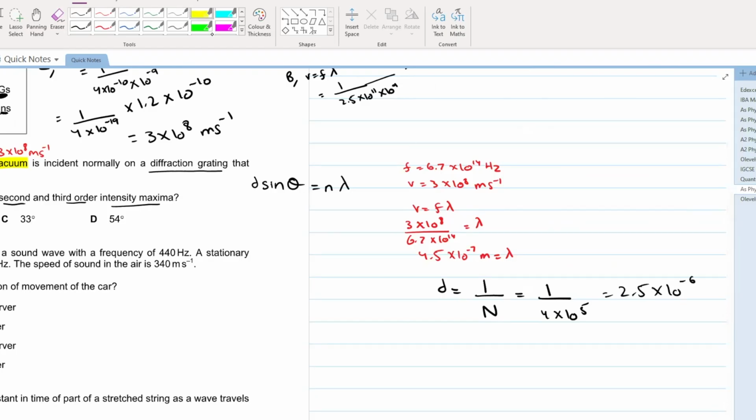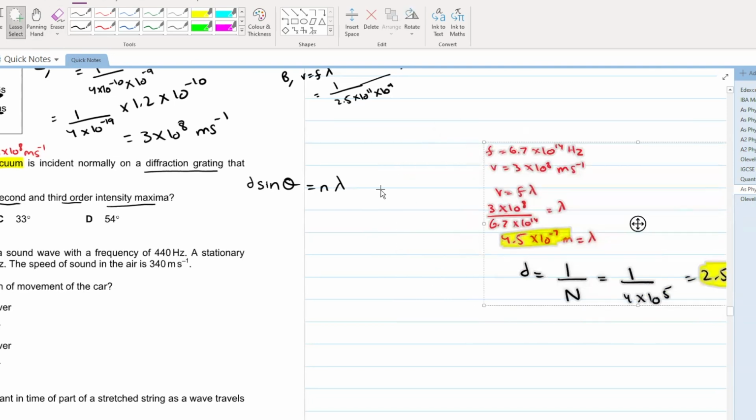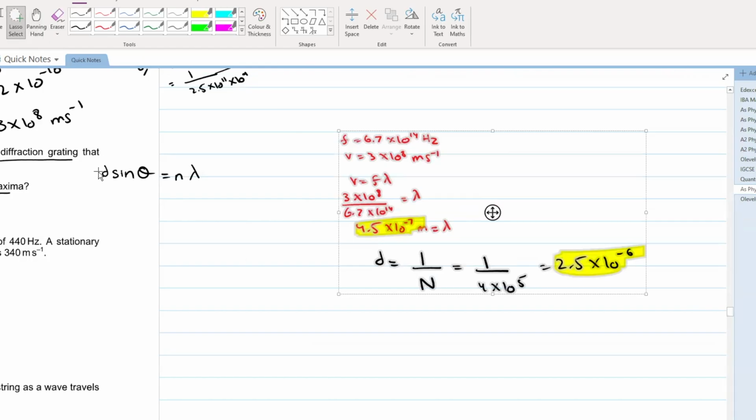So you have two things now. You have the wavelength as well and you have d as well. Perfect. Now you have to calculate the angle for the second order and the angle for the third order. Let's do that. Let's calculate the angle for the second order and for the third order.